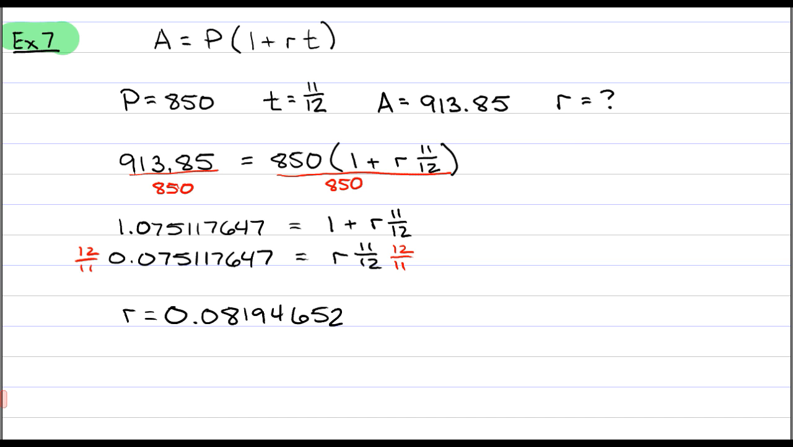0.081946524. Now I need to be careful here, because that's R, but if I read the problem, it tells me that I am supposed to give my answer as a percent rounded to 2 decimal places. What I have here is a decimal. If I want to give the answer as a percent, I need to move the decimal over 2 spots. So the interest rate is going to be 8 point something percent. And I'm also asked to round it to 2 decimal places, so I'm going to get 8.19 as my final answer.